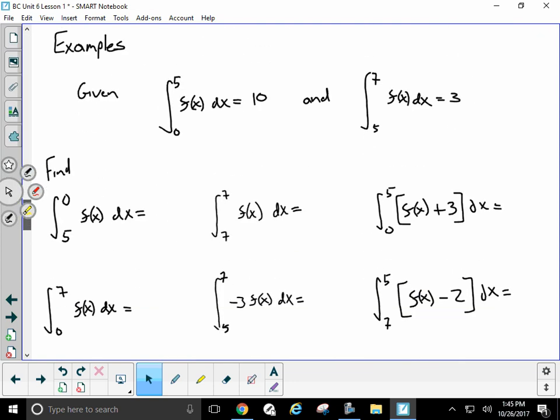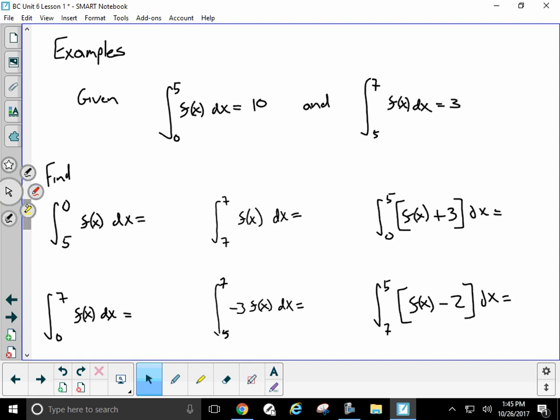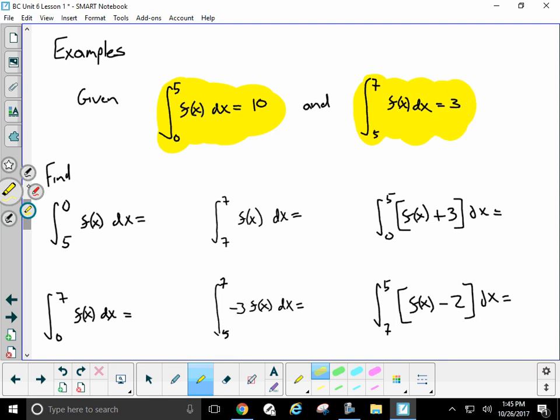Okay. These are problems where you will be given known information. The area under this, whatever function this looks like, from 0 to 5 is 10. The area from 5 to 7 under this function is 3. And now here we have questions that we will have to answer using our properties. Like, what is the area from 5 to 0? Well, it's just going to be the opposite of the area from 0 to 5. This is negative 10.